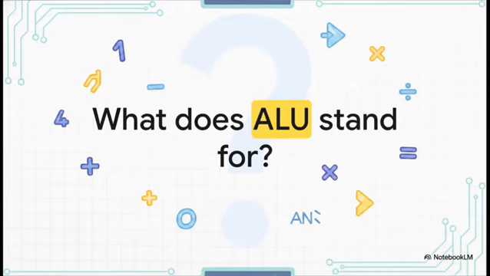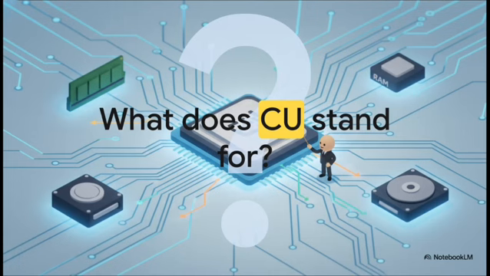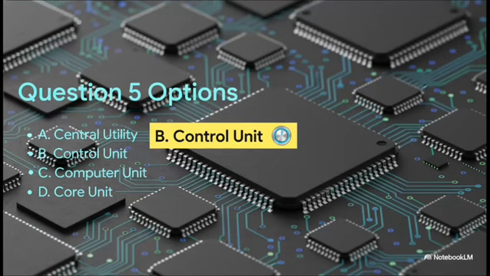Question 4. Speaking of the ALU, what does ALU actually stand for? Is it A, arithmetic logic unit, B, automatic logical unit, C, arithmetic local unit, or D, active logic unit? Our hardworking number cruncher is A, the arithmetic logic unit. And finally, our last question. Question 5. CU stands for A, central utility, B, control unit, C, computer unit, or D, core unit. Our ultimate manager of operations is B, the control unit.